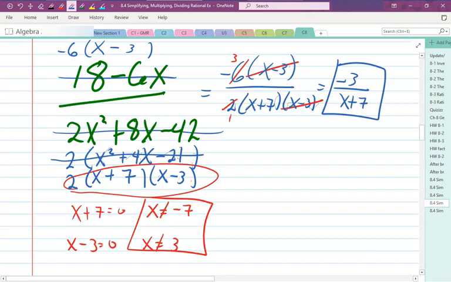Now also note, the negative sign is on top here. If you put the negative sign on top, you're fine. If you put the negative sign in the middle, you're fine. If you put the negative sign on the bottom, then you're probably going to be marked wrong. Remember that negative sign needs to either be in front of the fraction or it needs to be on the top of the fraction.